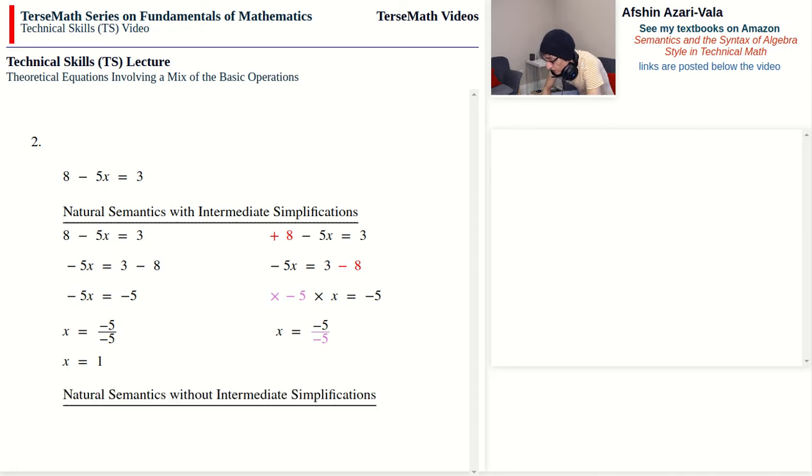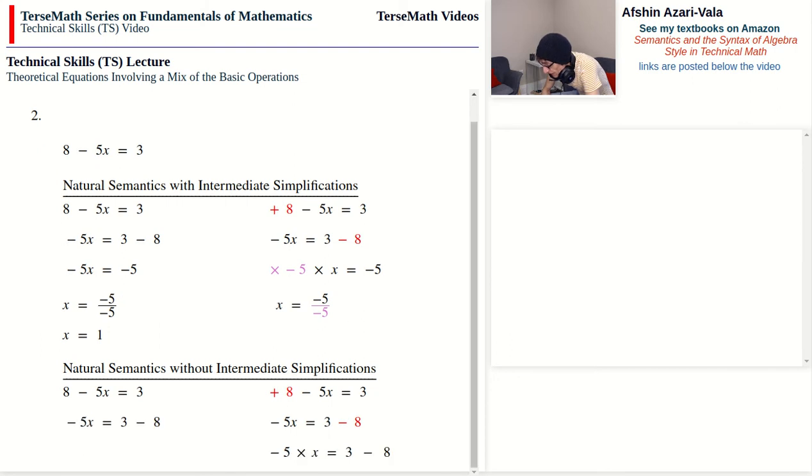Now, if we follow natural semantics without intermediate simplifications, then 8 minus 5x being equal to 3, we still have to see this as plus 8. 8 is being added. And we solve for negative 5x, which becomes 3, and then we take plus 8 and turn it into minus 8. But now we don't simplify. We don't carry out the subtraction 3 minus 8. We just leave it like that.